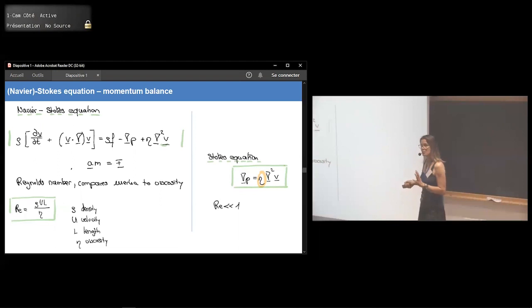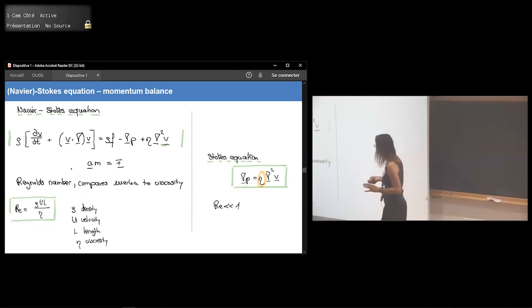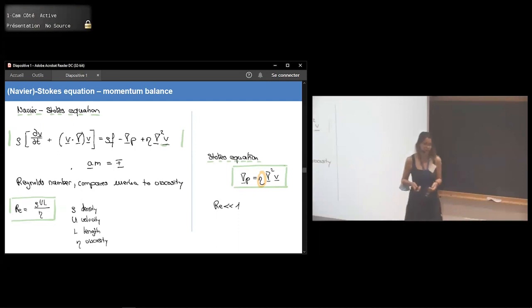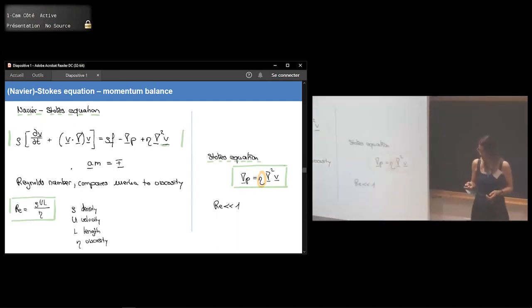So when the Reynolds number is small, it means that the viscosity completely dominates, so that your system is completely overdamped. Okay? This happens, for example, for very viscous fluids, but it also happens for very small scales. So all the things I will discuss in microfluidics will be at small Reynolds number because they have very small scales. And so in this case, you end up with something which is simplified. This is actually the Stokes equation. So we get rid of the acceleration part.